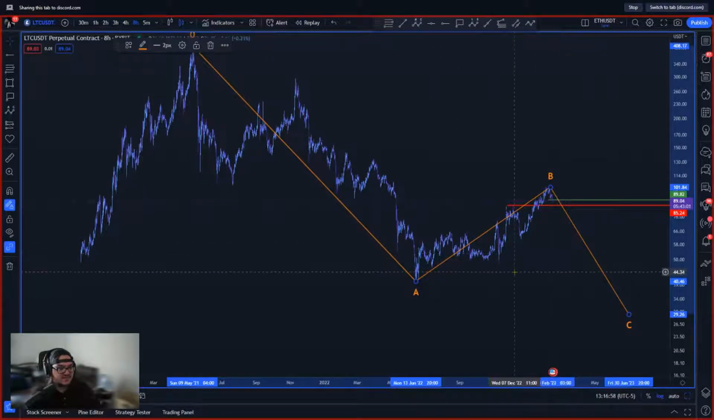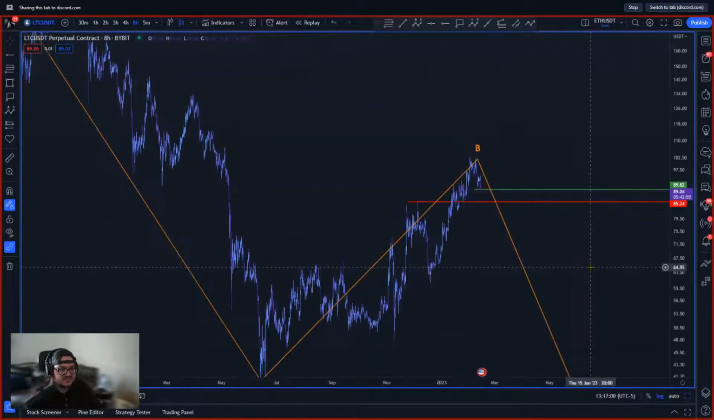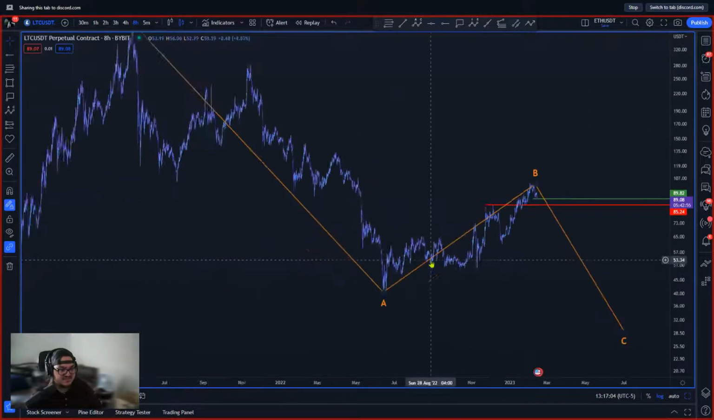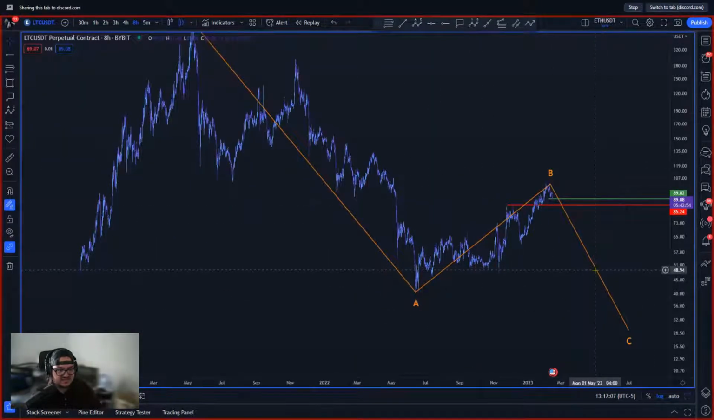This is much more of a macro setup. Me personally, there's a lot of in between stuff I think is going to be happening until we get that major decision, if this is going to be the case.